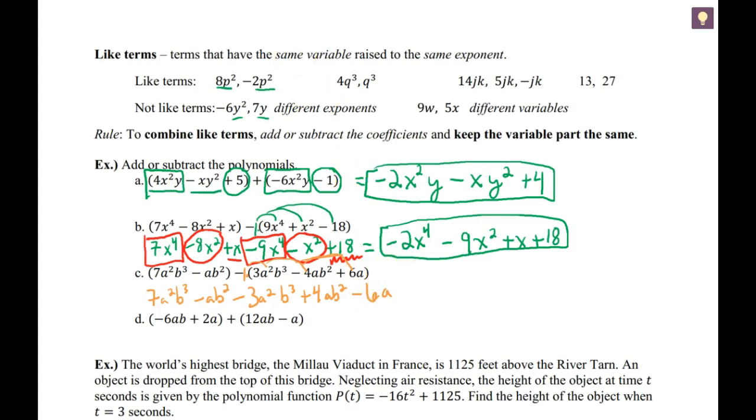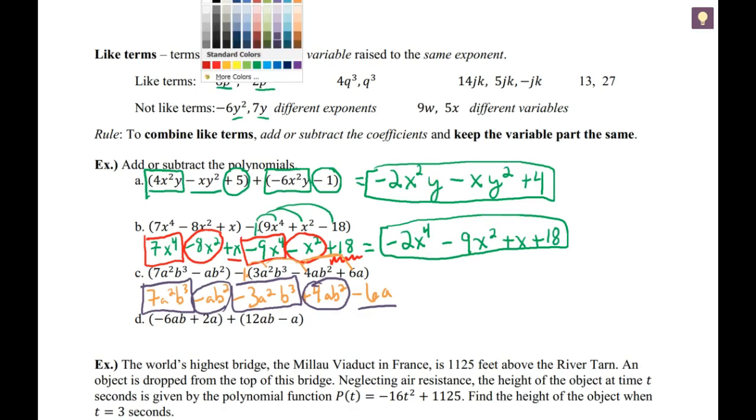Again, I'm going to look for those like terms, and I like to group them visually. So I'm going to put, let's see, a squared b cubed, a squared b cubed. Those are like. Then I have an ab squared, and an ab squared. And then my a, single a, is all by itself.